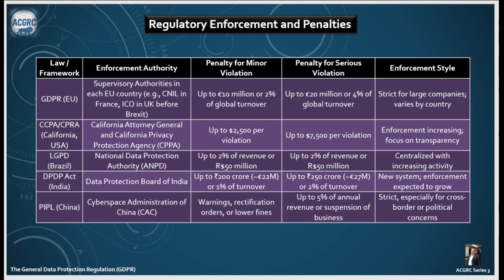From China, we have PIPL. The enforcement authority is Cyberspace Administration of China. Penalty starts with warning, rectification orders, or lower fines. But when it is serious, it's 5% of annual revenue or suspension of the business itself. One of the strictest laws currently in play. So that's how regulatory enforcement and penalties look like across different frameworks.